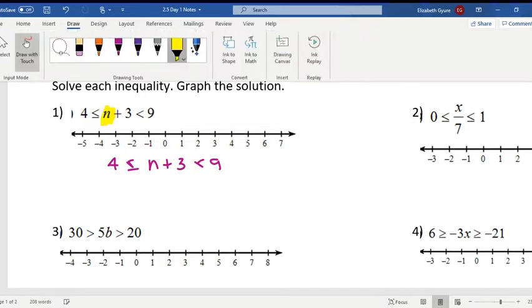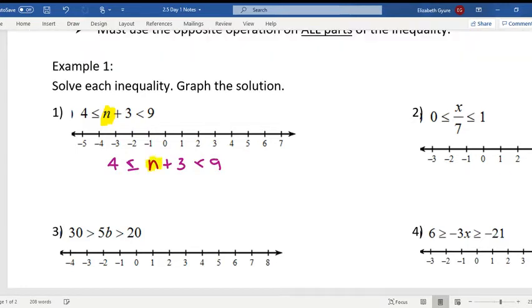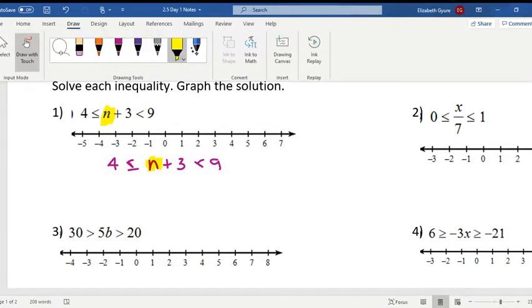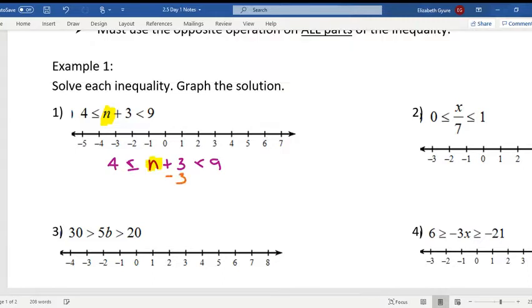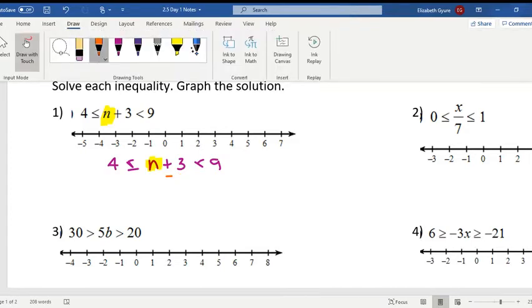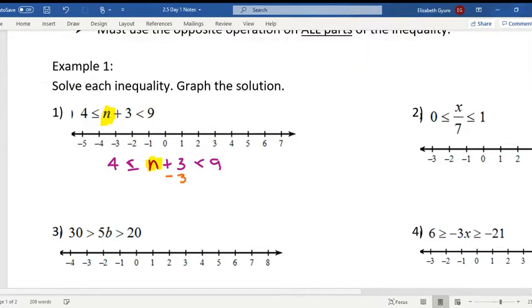I want to get my n all by itself in the middle. So that means we want to get rid of that 3 that's also in the middle. N should be the only thing there. Well, how would you get rid of adding 3? You would subtract 3, but here's where you need to be careful. Aren't there kind of 3 portions to this? There's a middle, a left, and a right. So if you subtract 3 from the middle, you also have to subtract it from the left and the right.